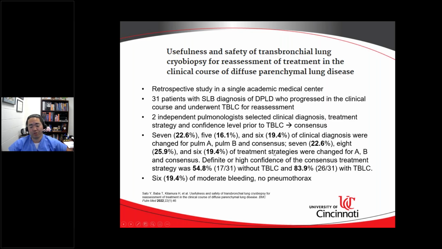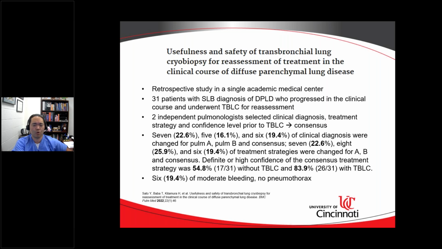The treatment strategy also changed. For pulmonologist A it was 22%, for pulmonologist B it was 25%, and for consensus 19.4% were changed. So it was interesting that, again, as we were mentioning before, you don't know what's going on with your patient with diffuse parenchymal lung disease. You do some sort of biopsy and it helps.